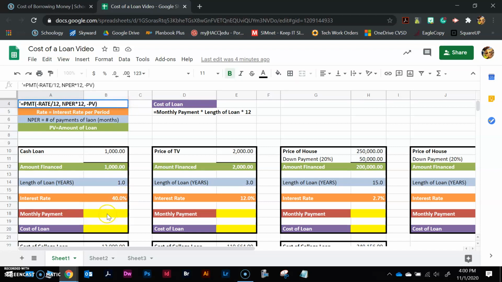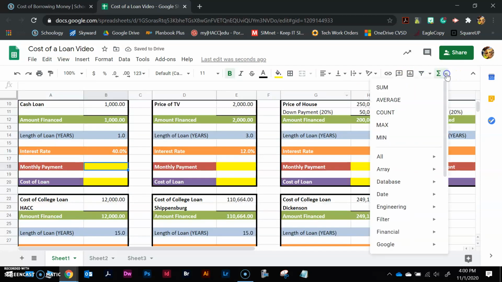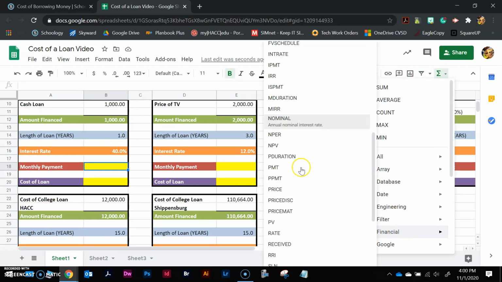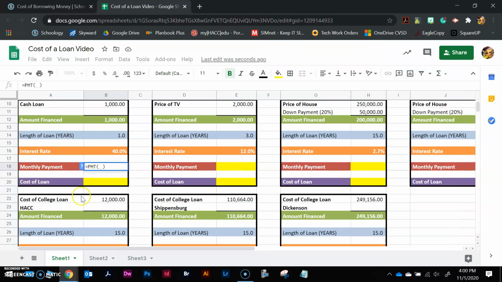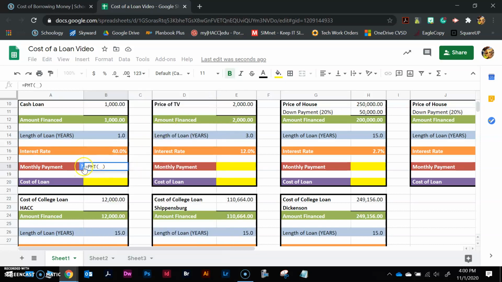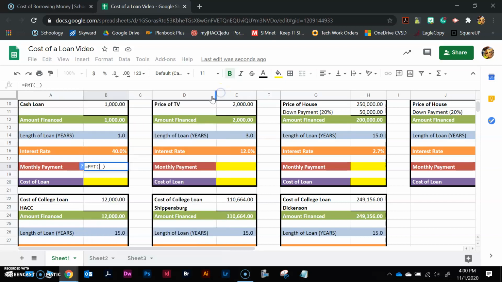Let me go through this PMT for you again. You want to get back to your functions, go down to financial, and look for PMT. Click on that. Remember, we talked about clicking on the question mark, which will give you an example of what you want to do here. When you look at this, it's the interest rate, the number of payments, and then the loan we're going to borrow. Don't worry about these last two numbers on there.